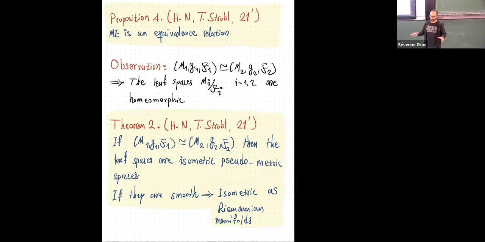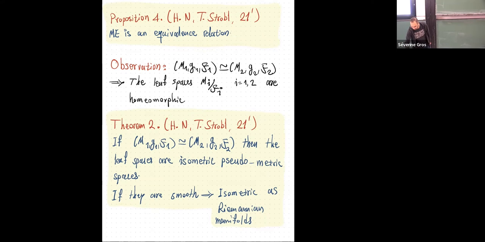It's not difficult to see because if we take a leaf, its pre-image is a single leaf of the pullback foliation. And this is the pre-image of a single leaf of the other foliation as well. So we will have the correspondence. You can see that both are continuous, and this will give the homeomorphism. But we have even more.